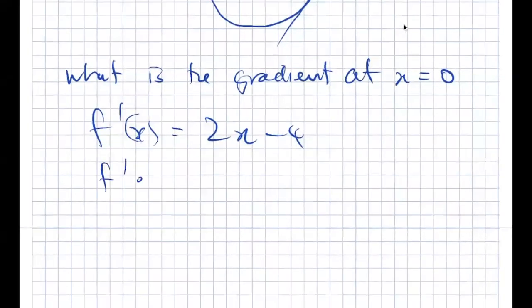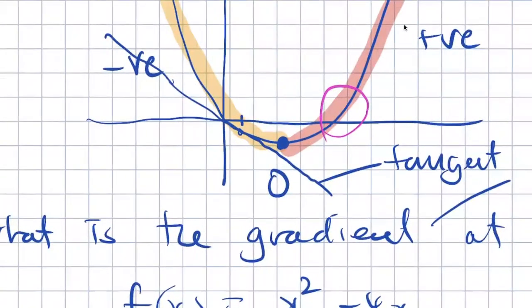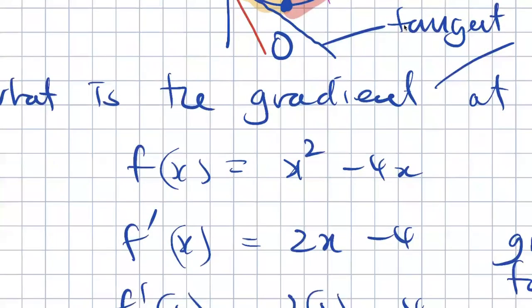We substitute 0 into that. So 2 times 0 minus 4, and we get negative 4. It kind of makes sense because if this was 1 here and 0 is there, and I'll draw the tangent in a different color this time, then you can see here that the tangent is at a different point at x equals 0.